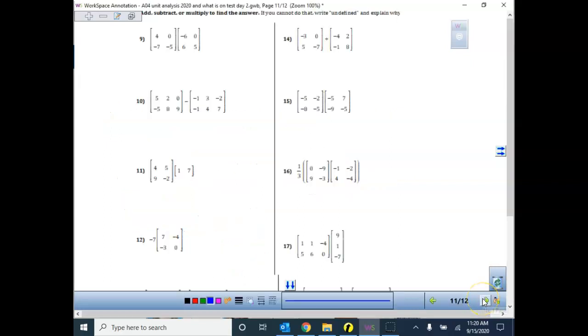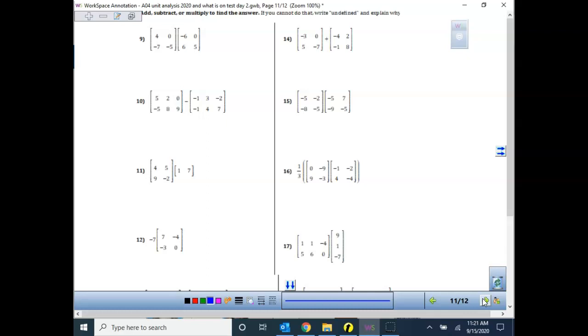If you would please right now turn and look at page 55. This is where you practice a bunch more matrices, adding, subtracting, and doing some multiply. And notice it says in our directions, if you cannot do that and doing the multiplication, addition, or subtraction, write undefined and make sure you explain why. So anytime you say undefined on the test also, you want to tell me why.